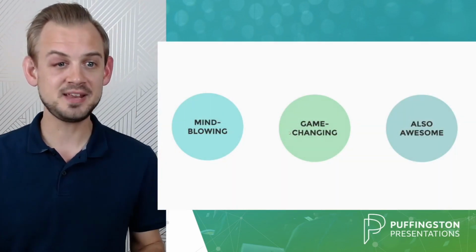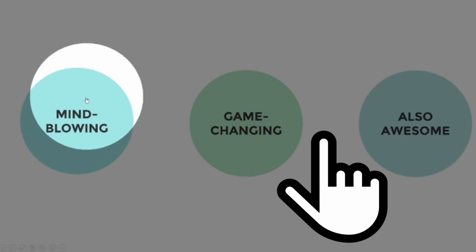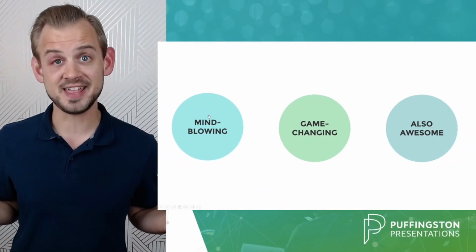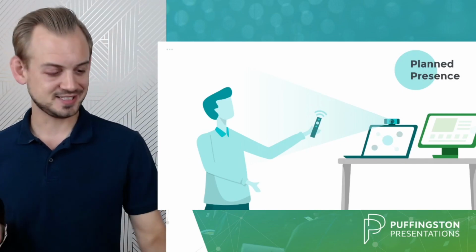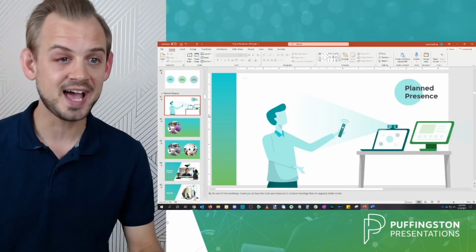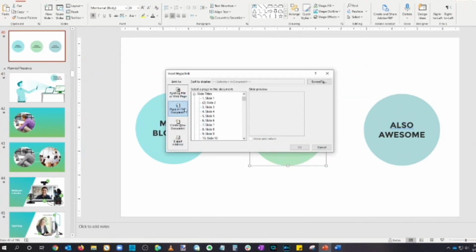Now if I go to present mode and I mouse over mind-blowing, that little white hand appears. That means that the link is there and it's available. And if I click on it, you'll see that I've jumped into that planned presence section. So that's how you build those links. It's not that difficult. Game-changing, right click, link, place in this document.